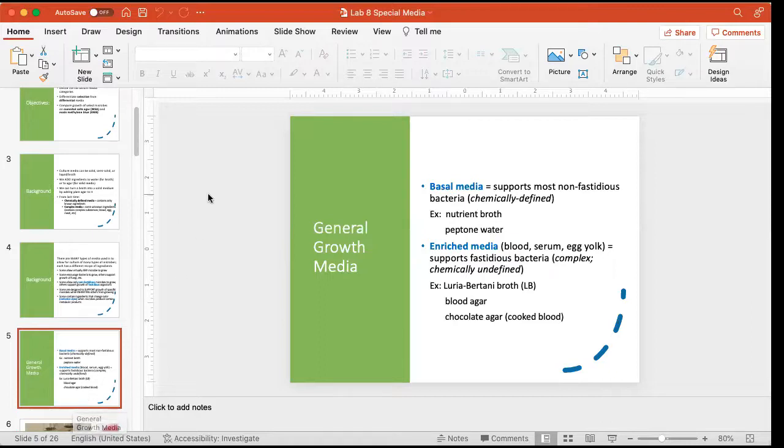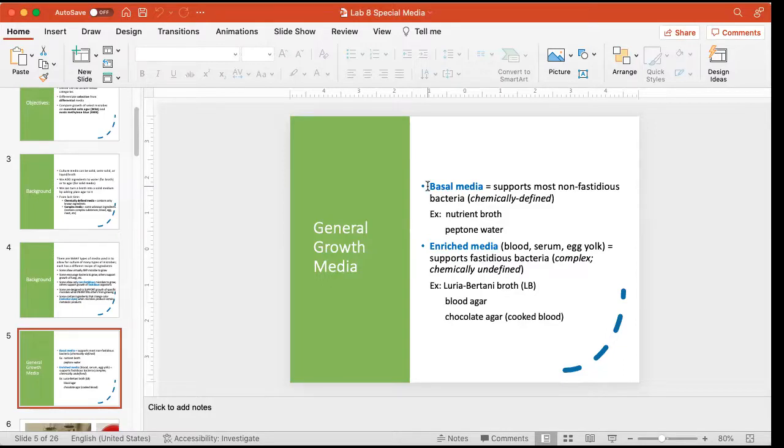So let's list those six types of culture media. Now, we've already talked about two of them. We called it chemically defined media and complex media. Another way to say chemically defined is basal. So if you hear somebody or me or a textbook talk about basal media, what they're talking about is a medium that is chemically defined. It has a short list, usually, of known ingredients, and it will support the growth of most non-fastidious bacteria.